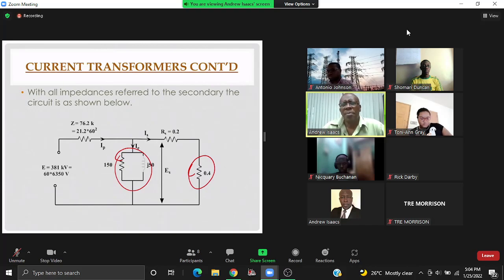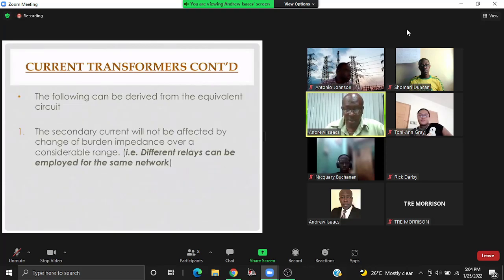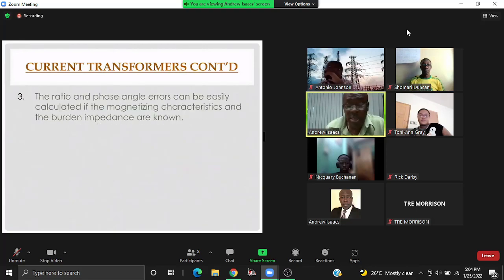And so, in the case of our own utility, if it necessitated changing CTs, then they would have had a lot of upgrades. But given that value of the burden impedance, you can use CTs of various burdens. And then the third thing we mentioned, which is what I'm going to spend a little time on this afternoon, is the whole business of the errors associated with the CTs.